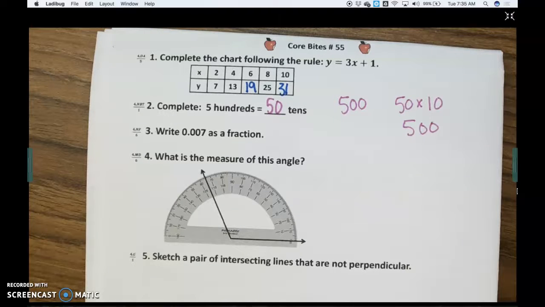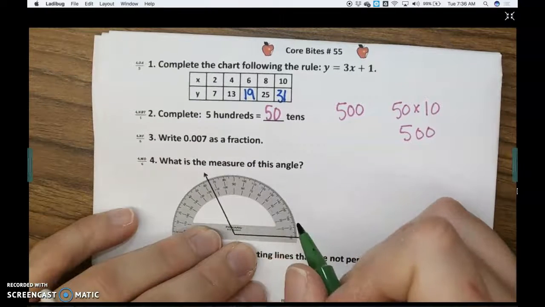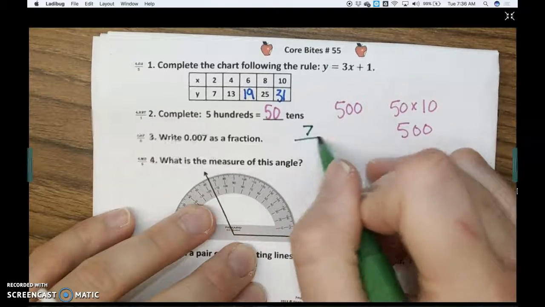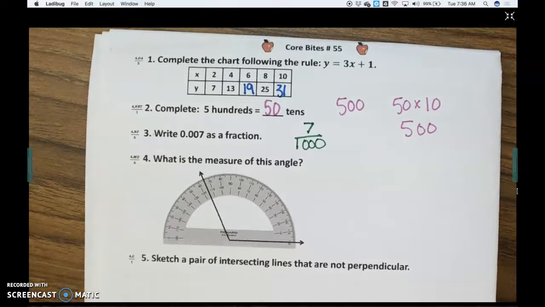For the next one, write 7.007 as a fraction. So you would say 7 thousandths because it's a decimal here. So you would say 7 over 1,000. And you would say it's 7 thousandths.